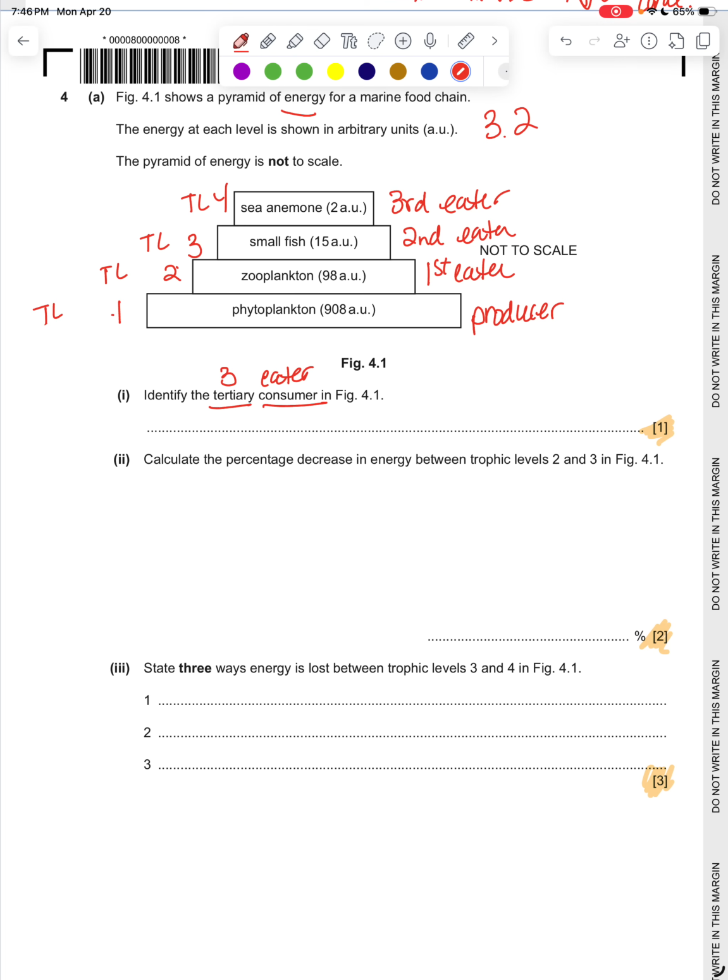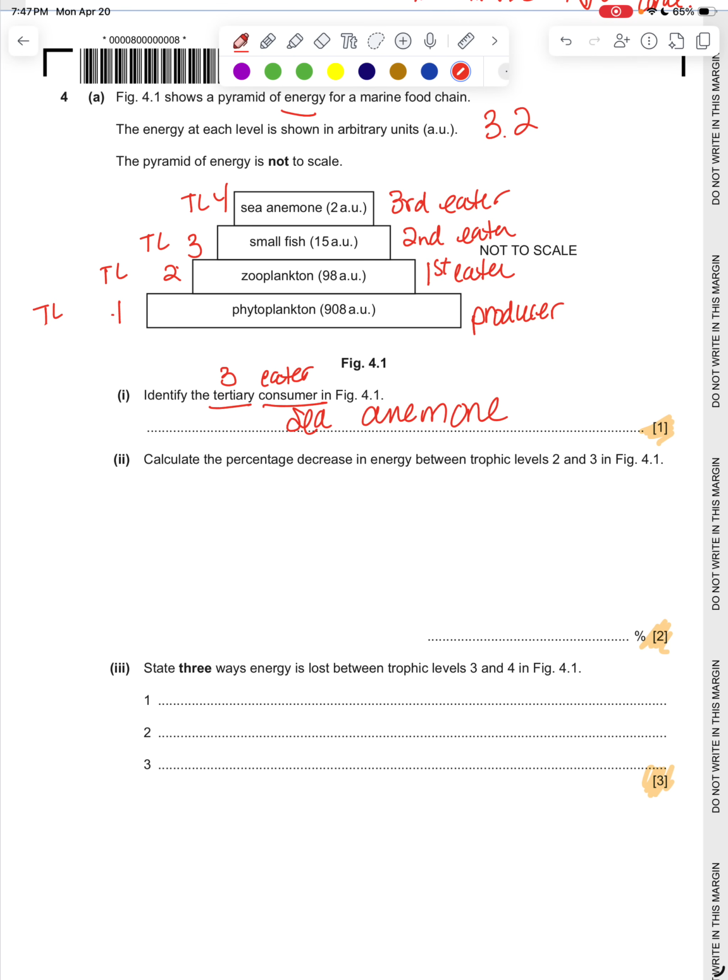Okay, sorry. I don't edit these, and if I pause them, I have to restart this, and I can't stand doing that. Identify the tertiary consumer, third eater, and we are going to put the sea anemone. So let's not get tertiary consumer confused with third trophic level.